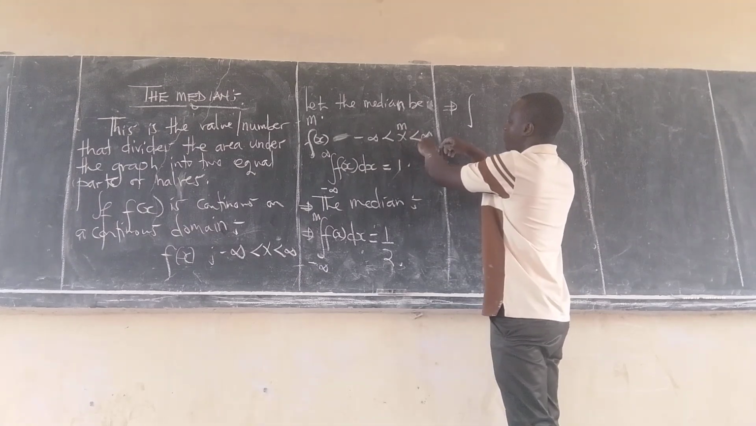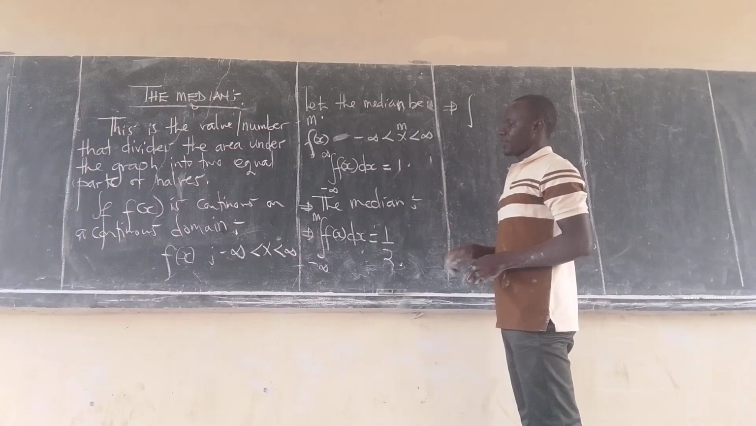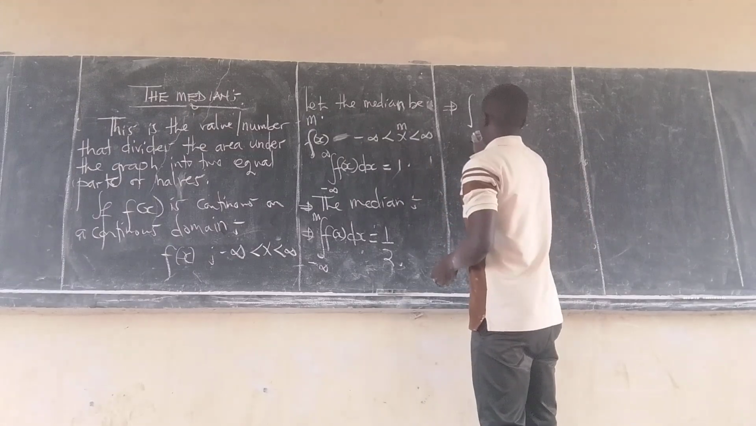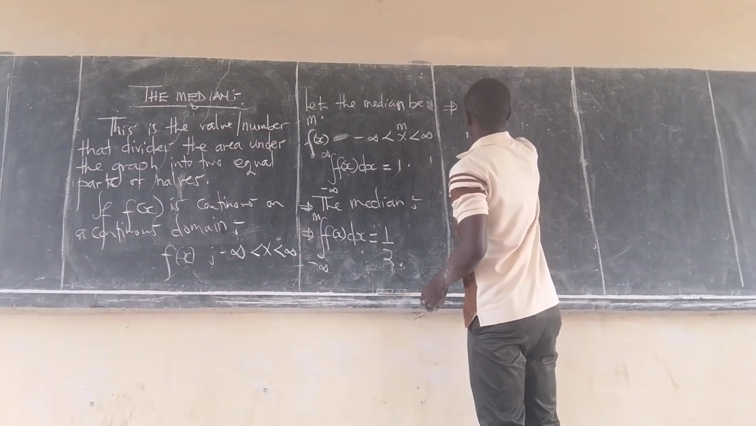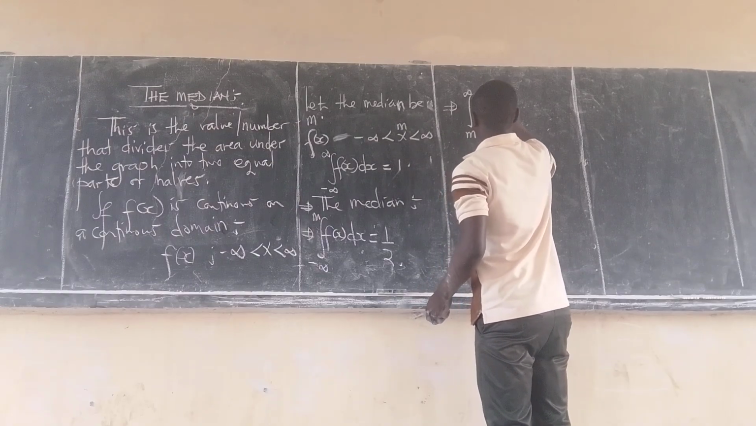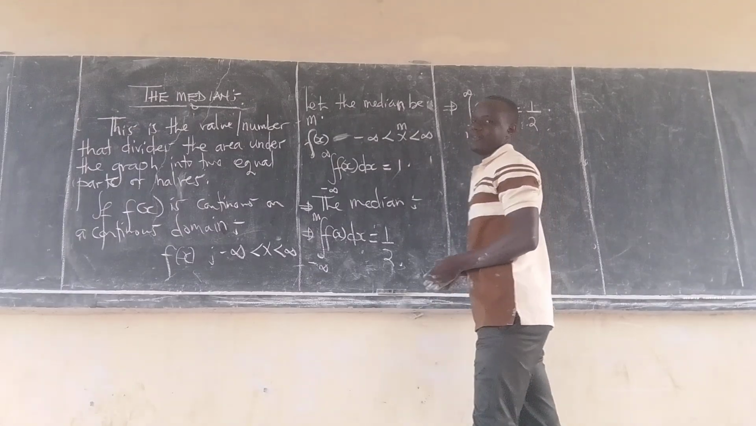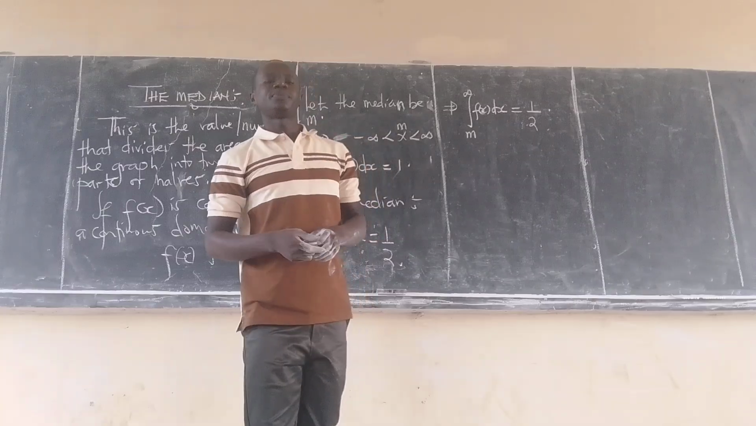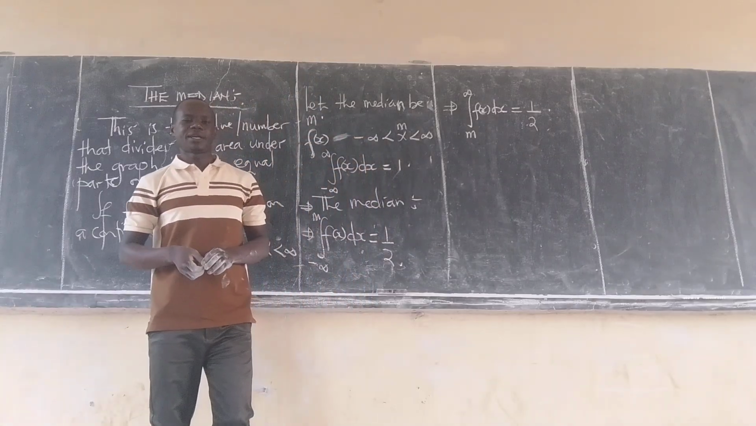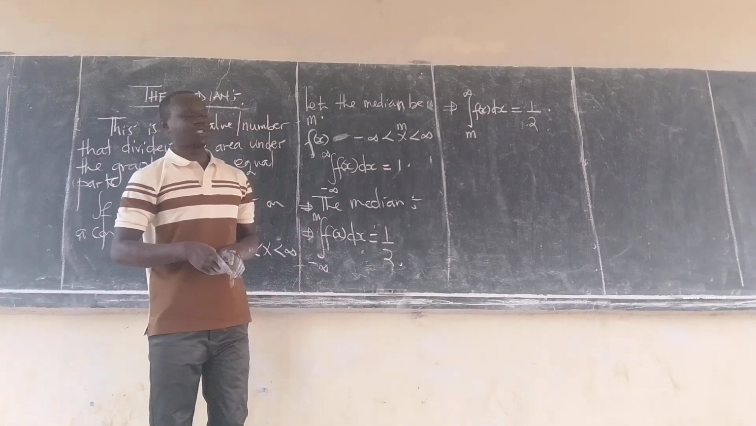But from m to this, it is halfway of the total answer, which was initially 1. So when you integrate from m up to positive infinity, and you integrate f of x with respect to x, the answer should as well be a half. So you can pick one and move with that, and then find the median, which is the small m.